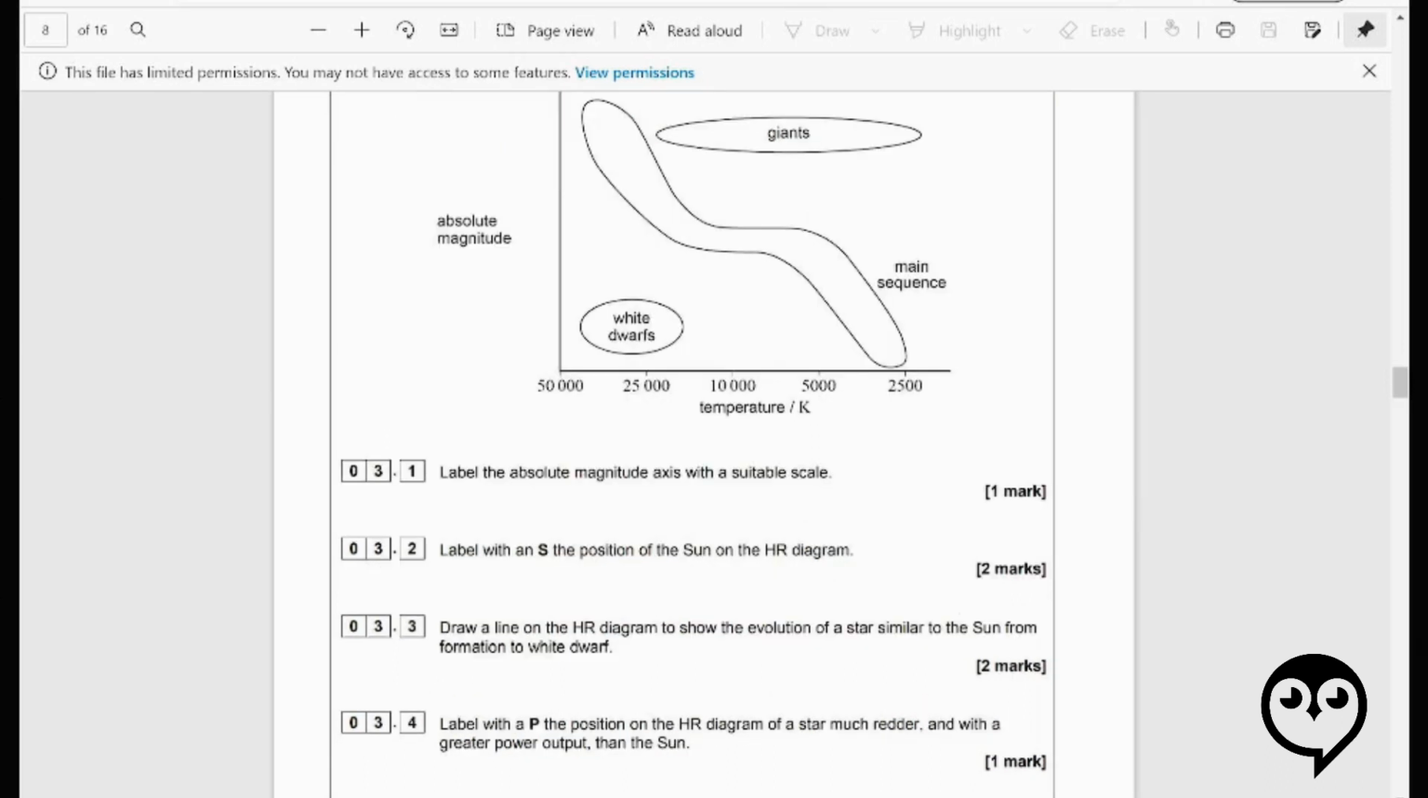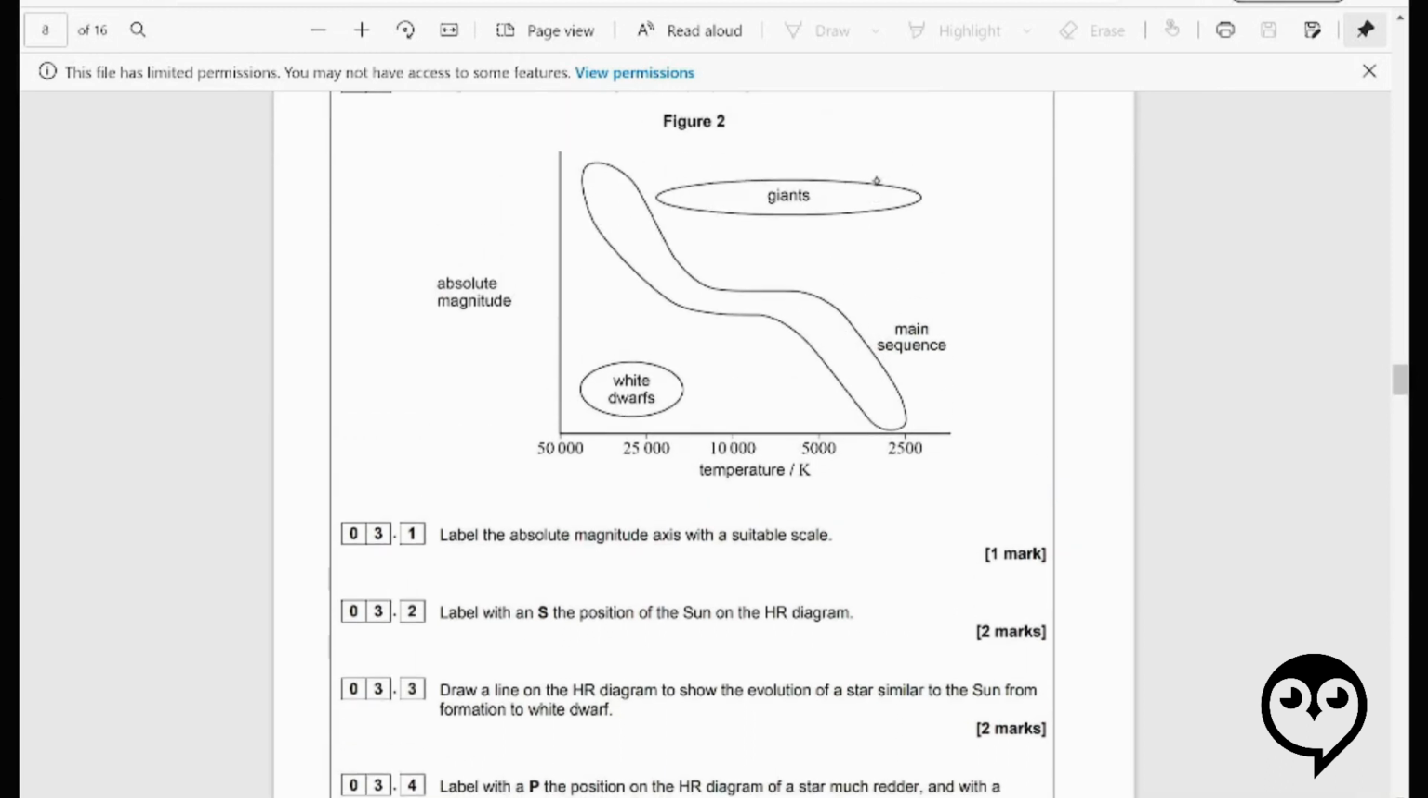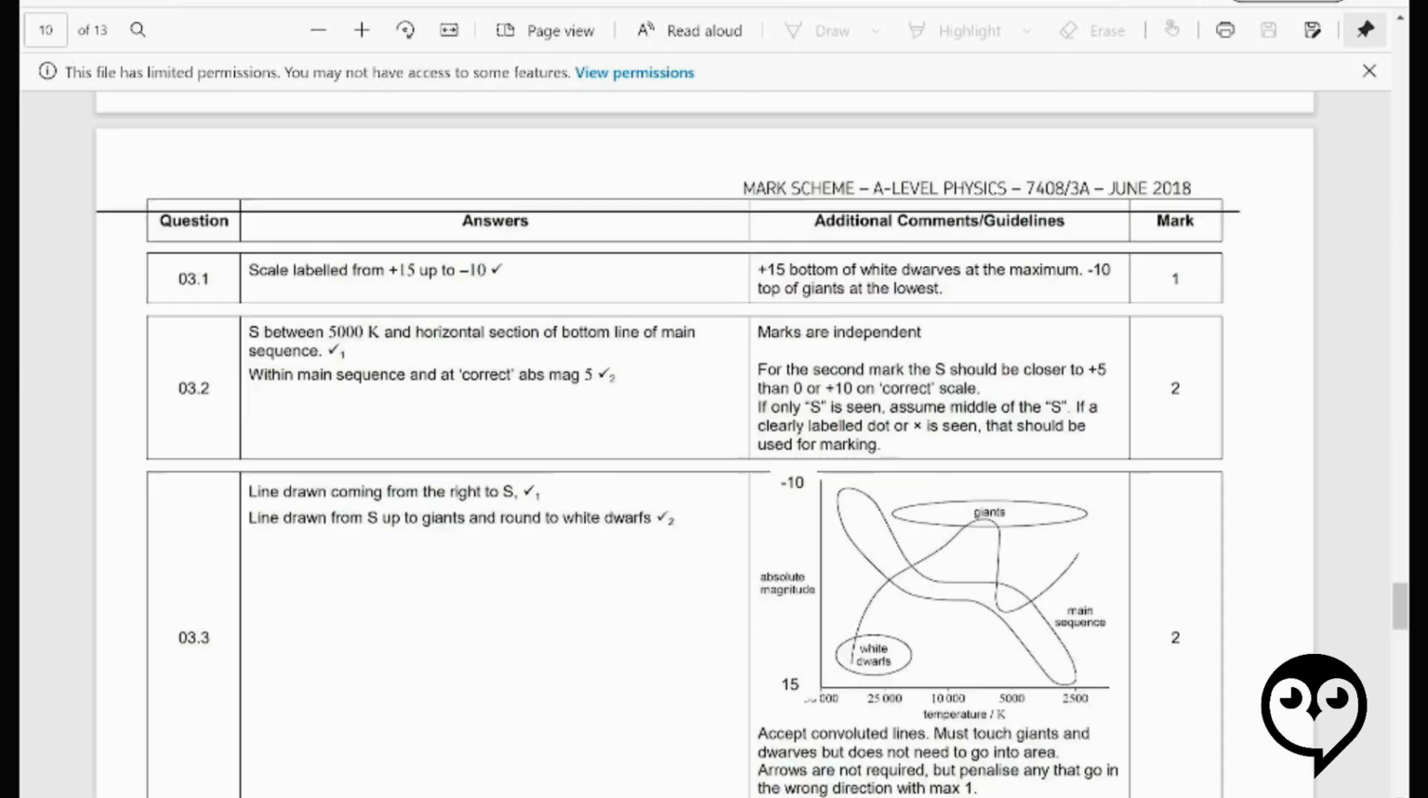And then label with a P the position on the HR diagram of a star much redder and with a greater power output than the Sun. It's going to be red, which is somewhere to the right. It's going to move over. Now, if it's got a larger power output than the Sun, it's going to have to be larger. So it might not necessarily be a giant, but it's going to be up over here, up and to the right, isn't it? How are we doing on the mark scheme so far?